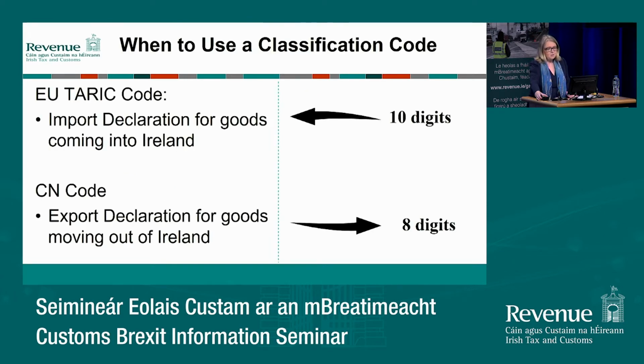So let's move on now to an example of classifying goods. As I said, you need a 10-digit code if you're importing goods into Ireland, and if you're exporting goods, it's the 8-digit CN code.